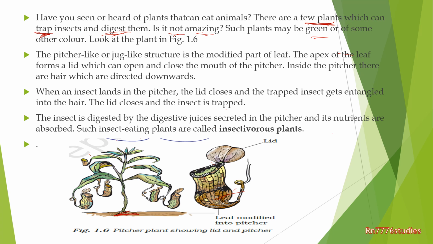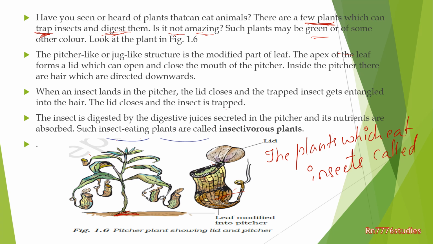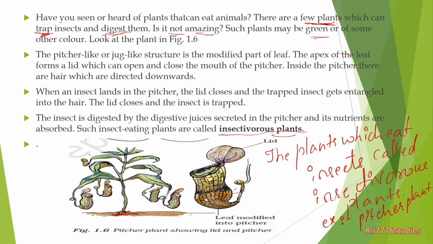Basically, the plants which eat insects are called insectivorous plants, and the example is pitcher plant. Okay, the example is pitcher plant.